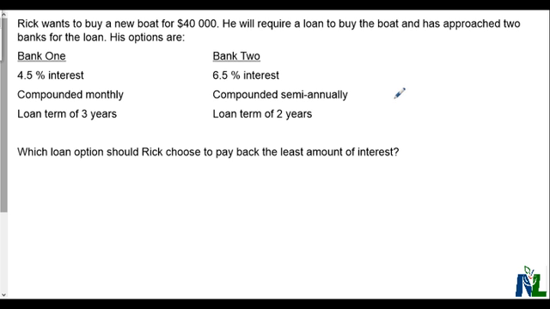To do that, we're going to need to use the compound interest formula. So we're going to need to use this. So we're going to want to calculate I and N for both Bank 1 and Bank 2. So we'll start with Bank 1.